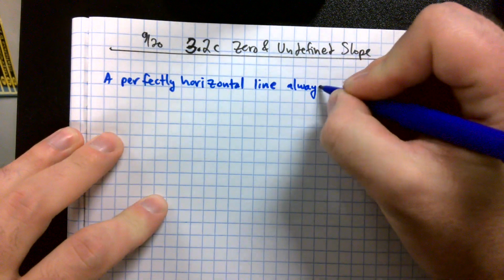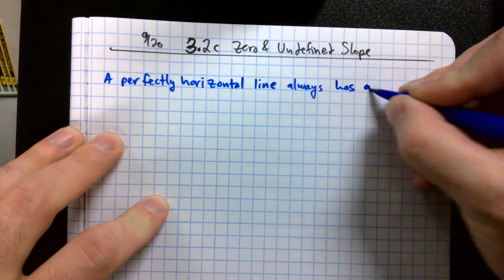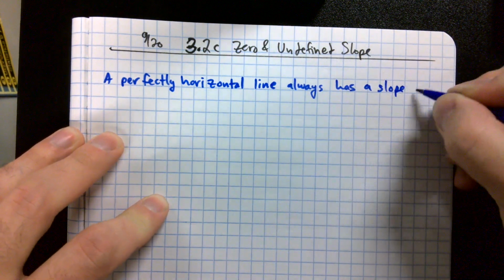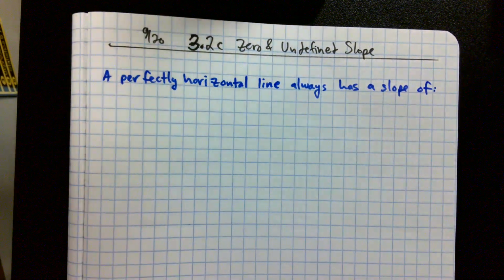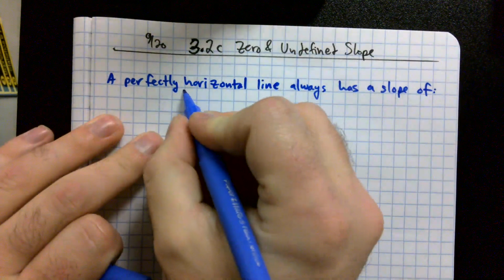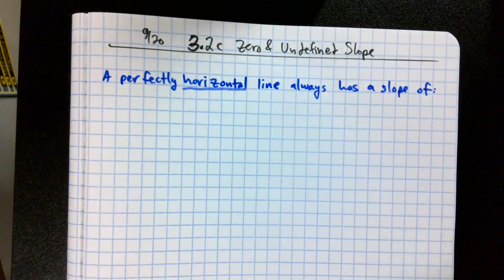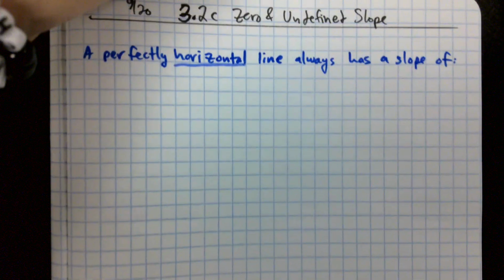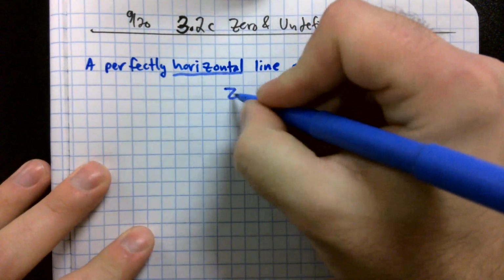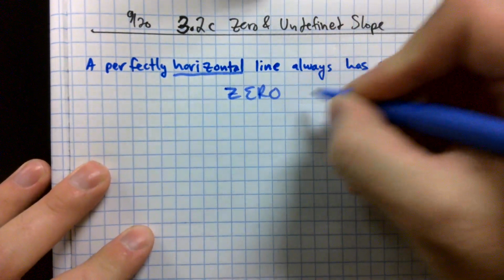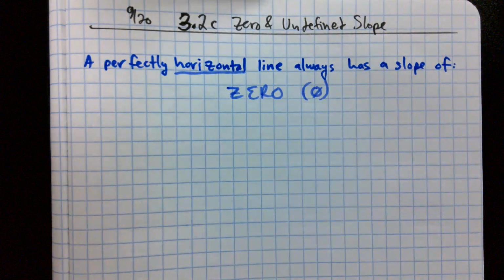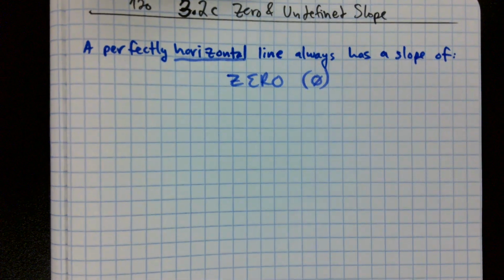Always has a slope of zero. A perfectly horizontal line always has a slope of 0.